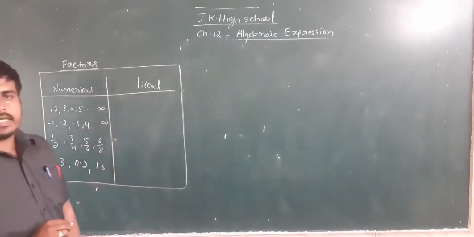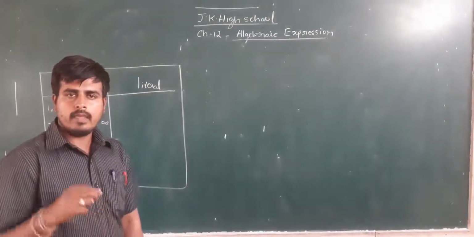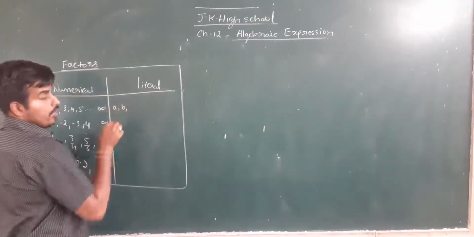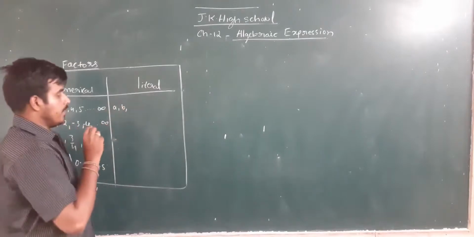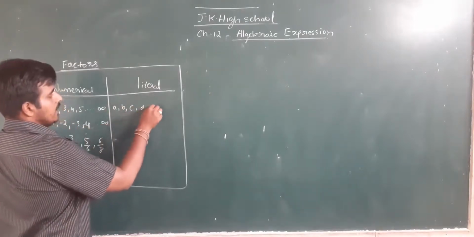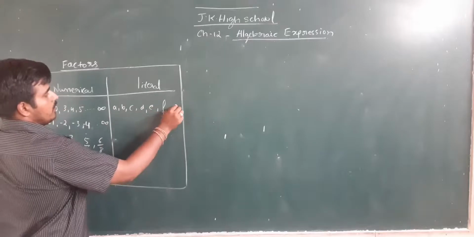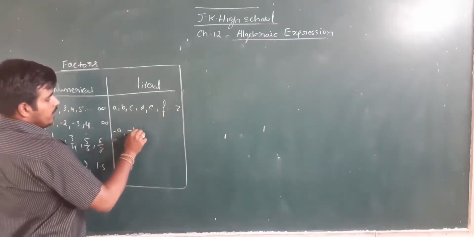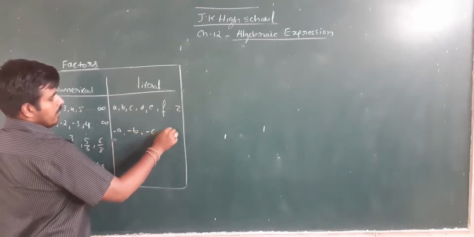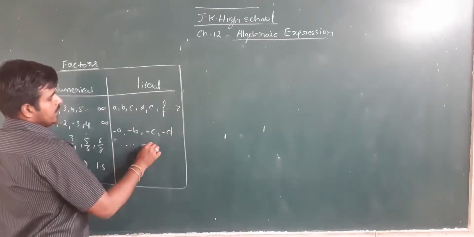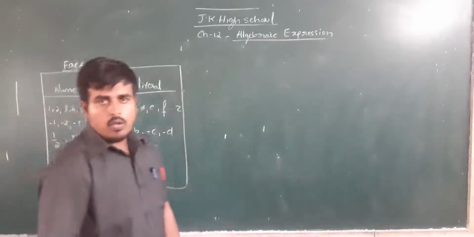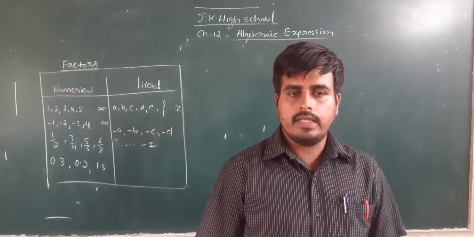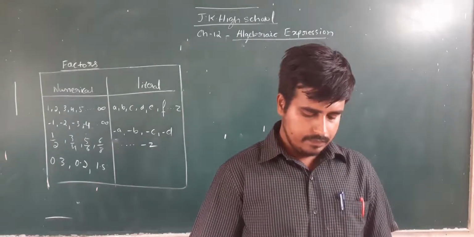In literal there exist positive letters and negative letters. Positive letters means a, b, small letters only. Only small letters are used in algebra. a, b, c, d, e, f up to z. Okay. Negative means -a, -b, -c, -d up to -z. Okay. When two factors are multiplied, there is a formation of a term.